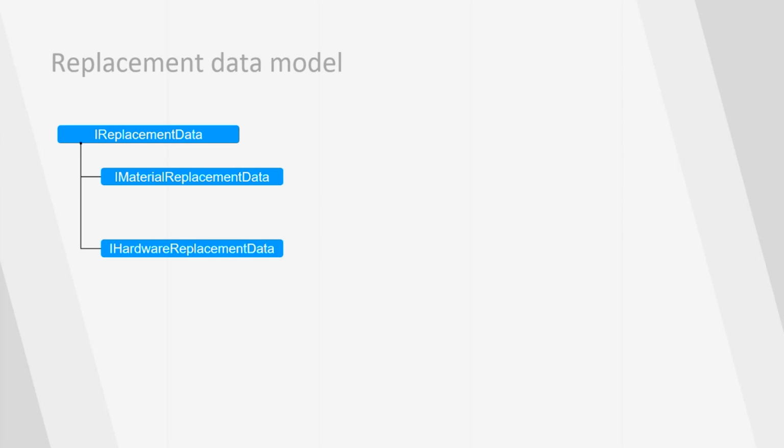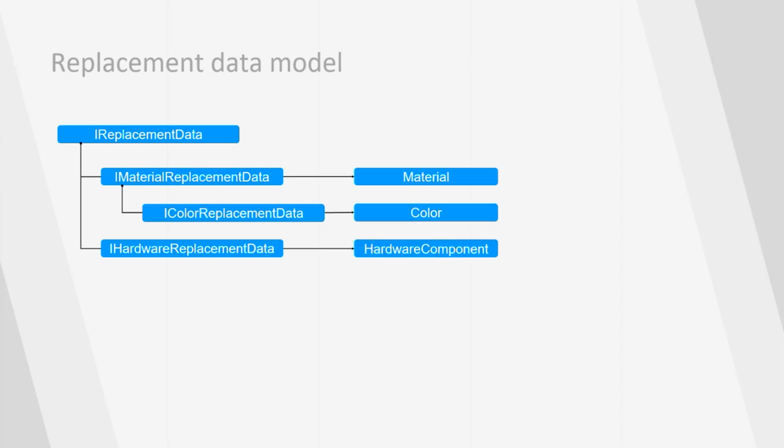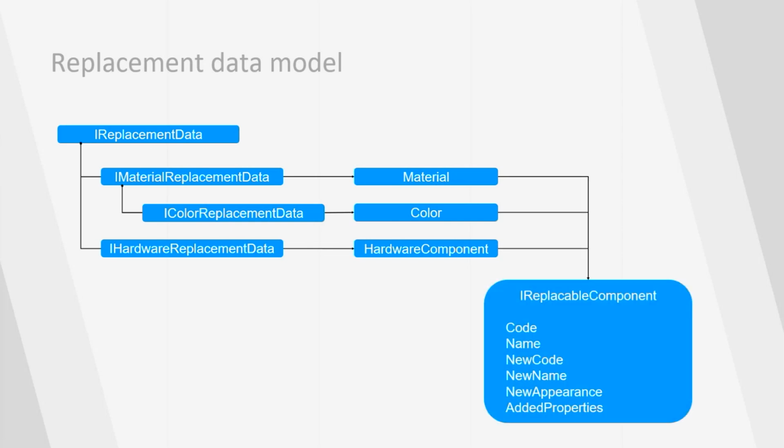If a material has color properties, for example, laminated board or edge band, then MaterialReplacementData will be derived by ColorReplacementData, which allows changes to both the material and its appearance properties. All of these interfaces contain a corresponding property: material, color, or hardware component. And each of these derives from the IReplaceableComponent interface. This means that they have some common properties. The code and name properties can be used to identify the object, and other properties are used to provide new values, which will then be used in the final bill of materials.